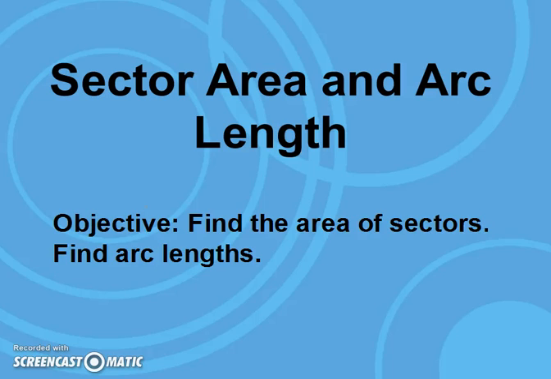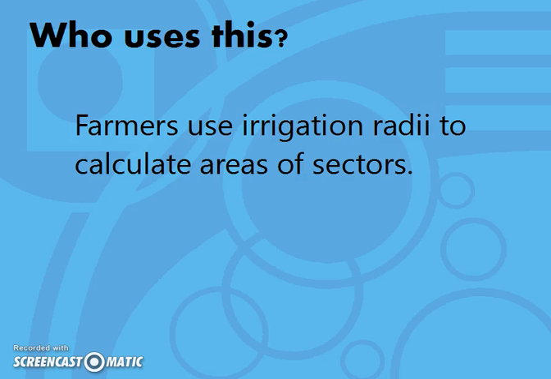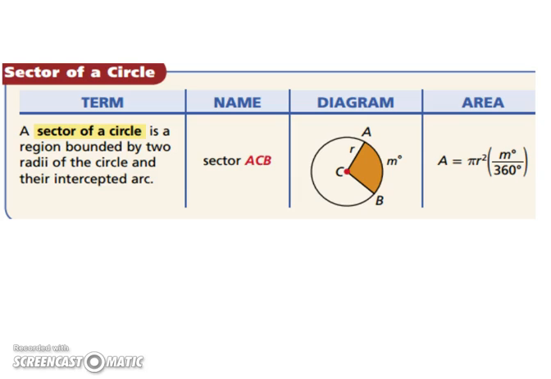Sector area and arc length. Our objective is to find the area of sectors and find arc lengths. Well, who uses this? Farmers use irrigation radii to calculate areas of sectors. Let's look at a formula.